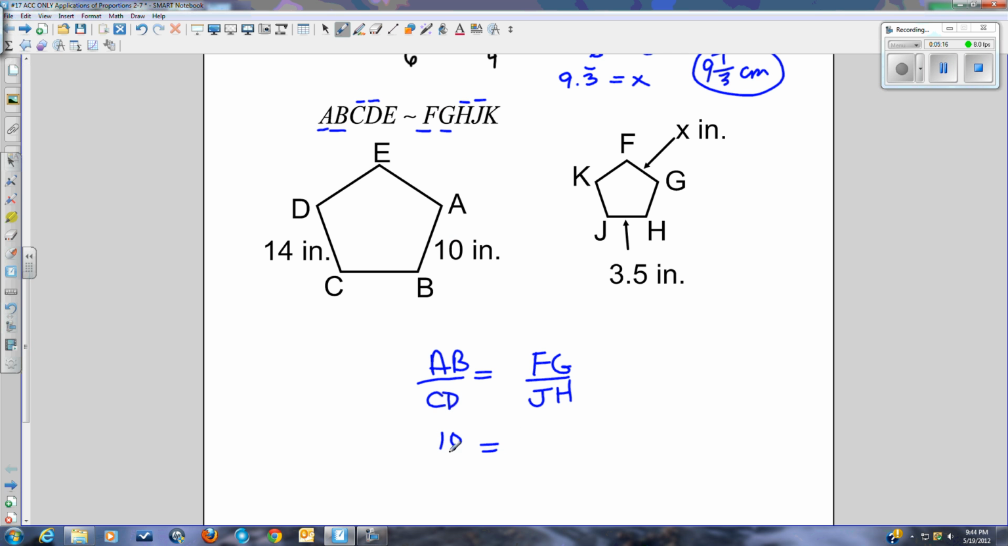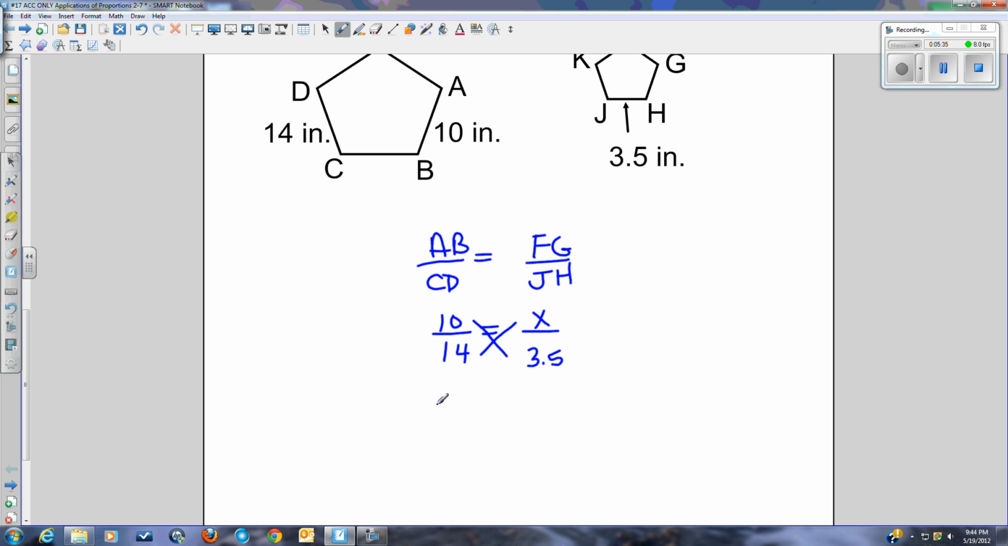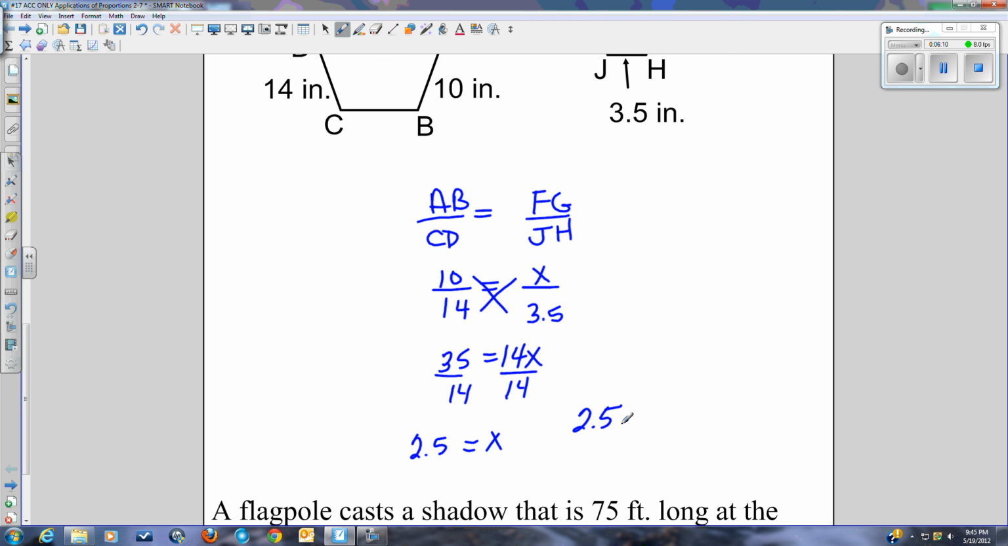AB is 10. CD is 14. FG is X. And JH is 3.5. We're going to go ahead and cross multiply. So we have 10 times 3.5, which gives us 35, and 14 times x, which is 14x. So we're going to have to divide each side by 14, and 35 divided by 14 gives us 2.5, and this is measured in inches, so our missing side up here at the top, side FG, is 2.5 inches.